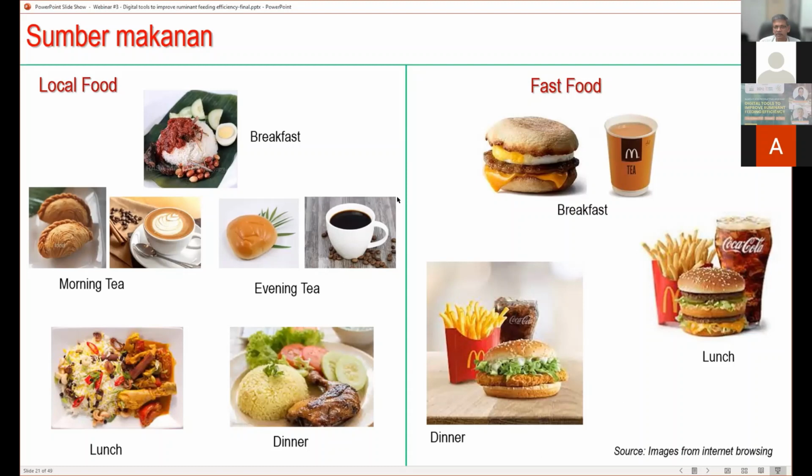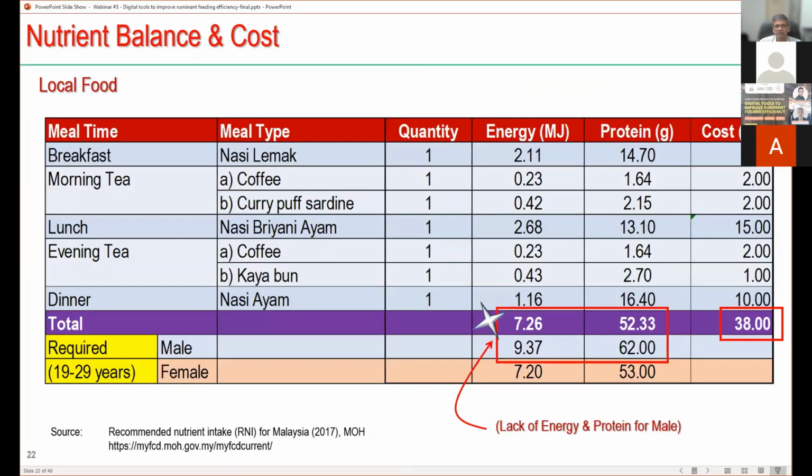So we lihat this, we compare these two. One is local food, one is fast food. What is the nutrient supply? Cukup, tak cukup, and what is the cost? So these values are all available in the publication. So kalau kita ambil local food, remaja makan nasi lemak 1, kopi dia minum 1, kari pap 1, ni dia dapat tenaga as much as 7.26, dengan protein 52 gram. Kos makanan sehari adalah 38 ringgit. Tetapi this thing tak cukup.